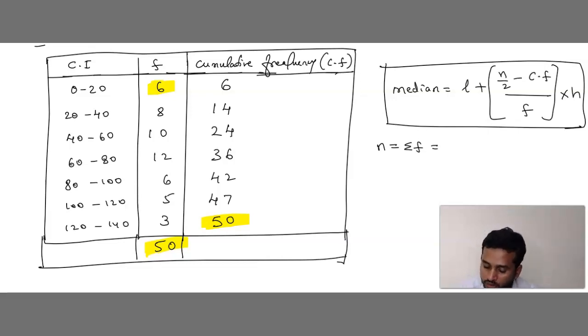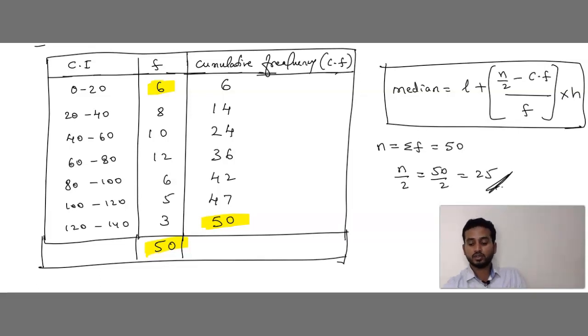Anyways, so now what is the value of n we got? The value of n we got is 50. Then what is n by 2? n by 2 is 50 by 2, that's nothing but 25. Now, see, a very interesting concept begins now.